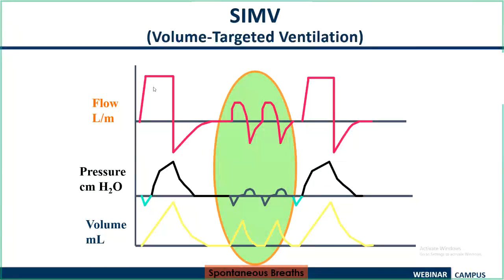See, here you are giving, say if it is a volume control, 400 ml. This is the machine giving 400 ml. But for patient triggered breaths, it depends on the patient effort. It can sometimes be 100 ml, sometimes 200 ml. So it will be varying. So you don't have proper control on these spontaneous breaths. Whereas in assist control, even if the patient is triggering, this also will be at the same 400 ml.